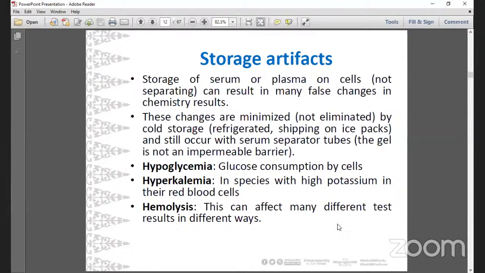And then in species like horse and sheep, they have a high potassium in their red blood cells. So this will lead to hyperkalemia. And then one more thing, the common artifact related to storage is hemolysis. So this hemolysis can affect many different types of results. Okay, next.